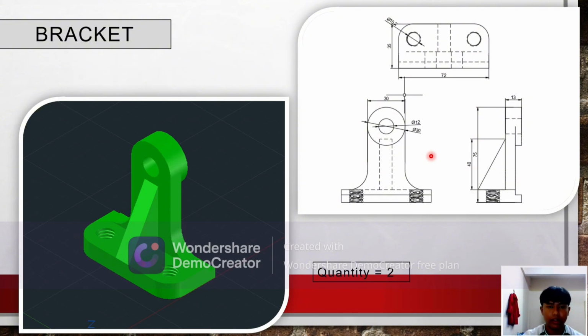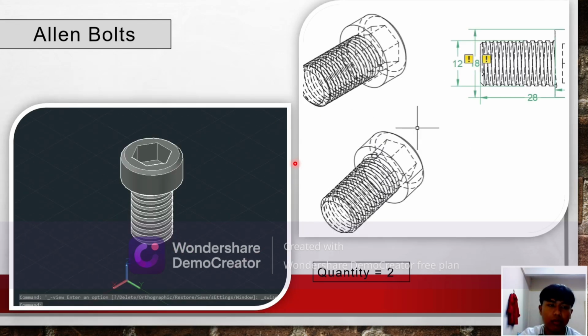Next is bracket. I made the base with a rectangle, and the bone of it I used a rectangle then cut it or I press pull it. After that, it uses only two circles to make this, and a thread for Allen bolts. The bracket I use two for this project.